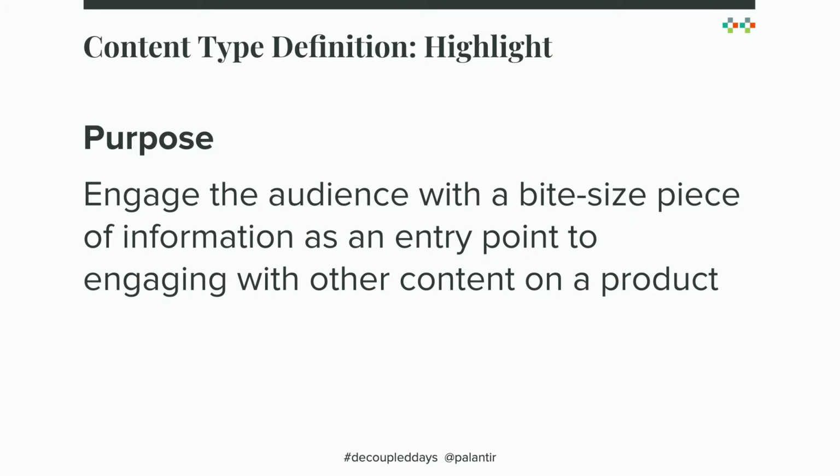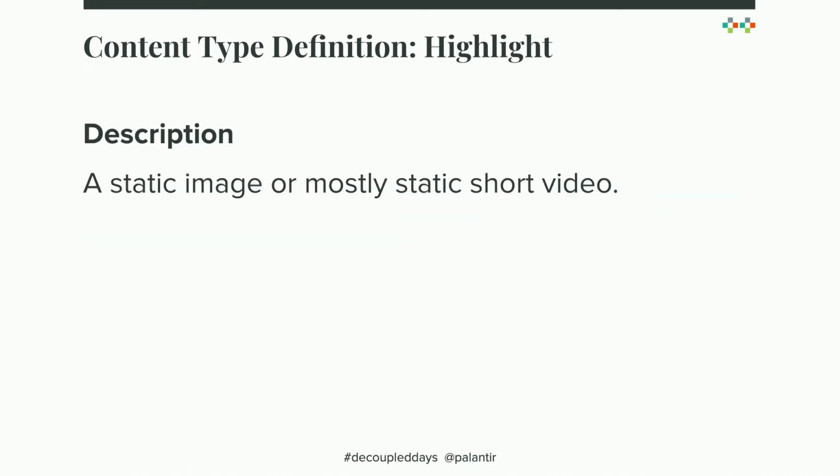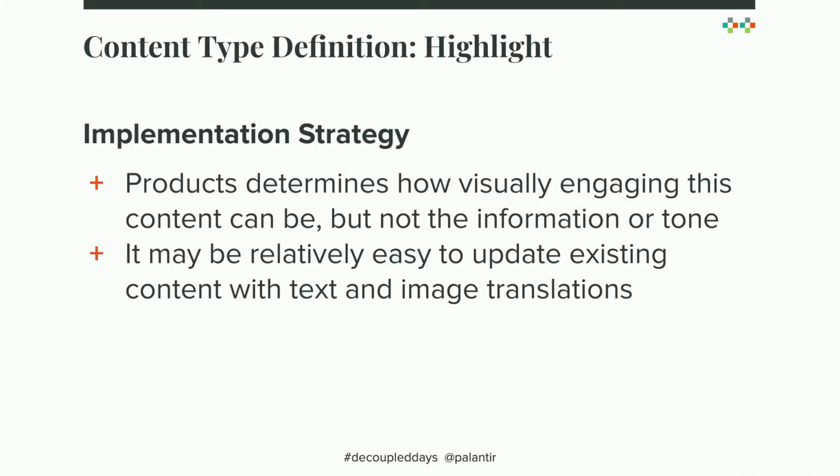So for the highlight, we focused first on the purpose. I've stated that already, but we wanted to frame within the organization: this is the purpose of this content for the audience. We gave a description that said, practically speaking, this is probably a static image or a very static video to tie it to the current content types. The products, as I mentioned, can determine how visually engaging those are, but not what the information or the tone is. So that was going to be consistent no matter where they put that content. It's also relatively easy to update existing content, to add images, or to provide text versions of video that they could then use on other products.